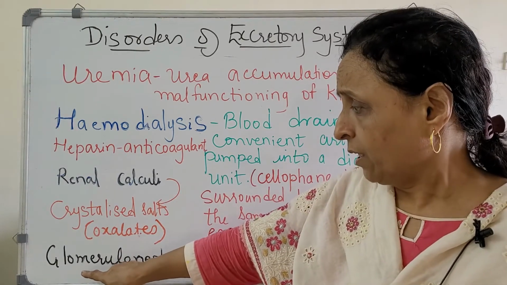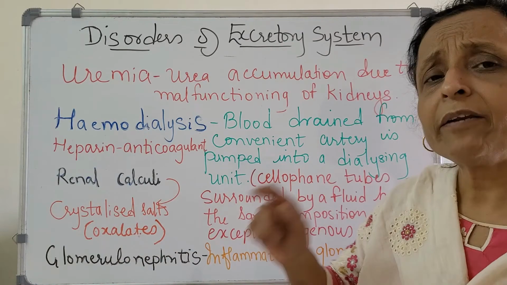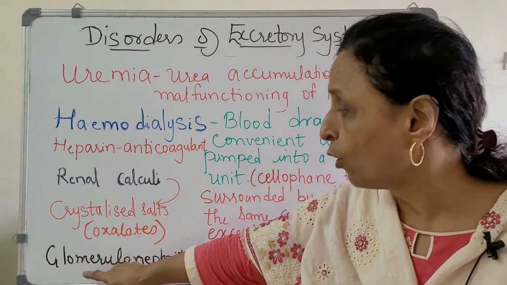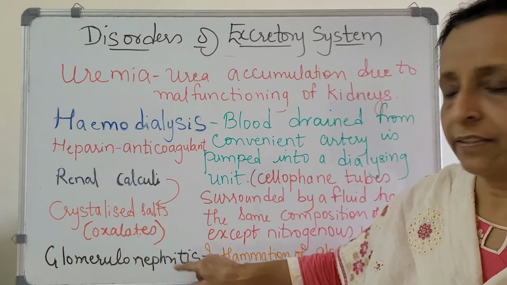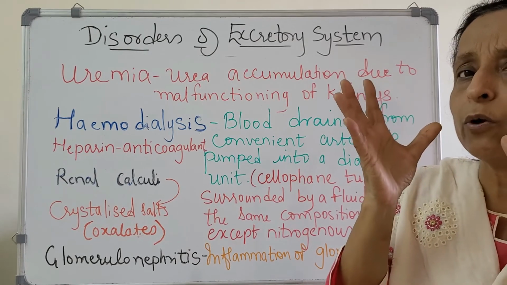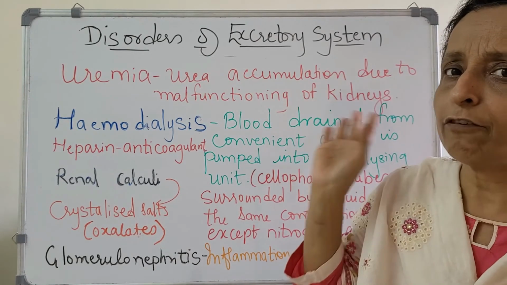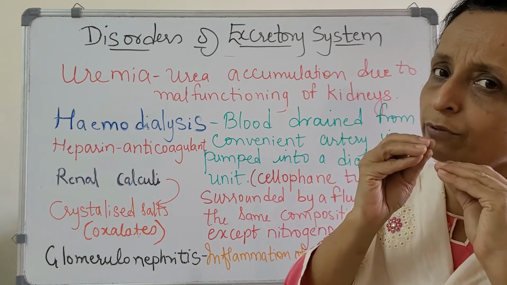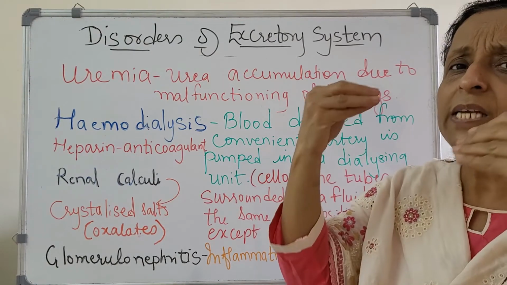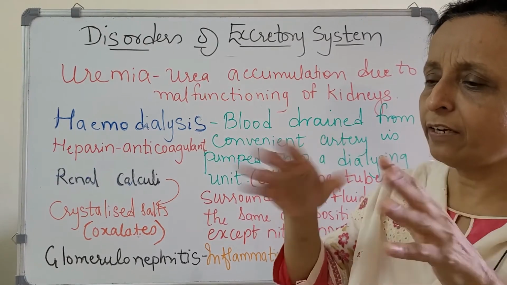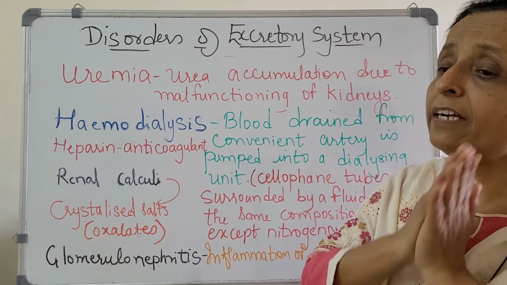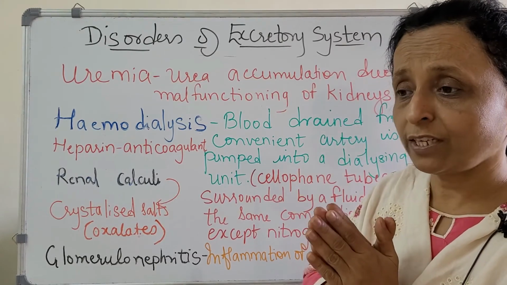Now, sometimes inflammation might be caused in the glomerulus, so that is known as glomerulonephritis. Glomerulonephritis, inflammation in the glomerulus. So the doctor will give you an anti-inflammatory so that the inflammation goes off. Now, sometimes there is complete failure of the kidney. The kidney does not work at all. So the transplantation of the kidney has to take place.